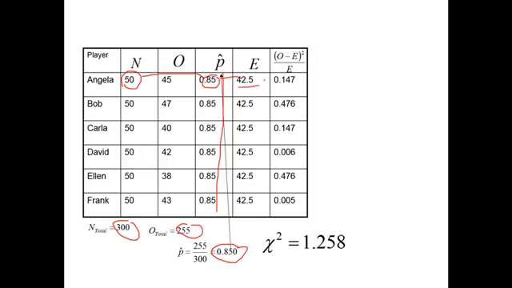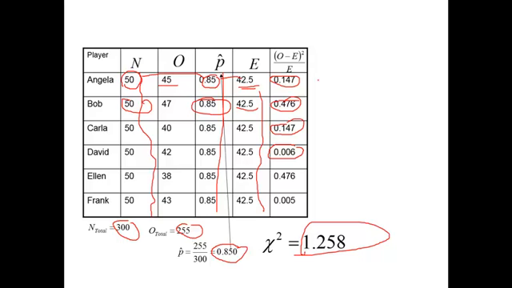Then take observed minus expected squared divided by expected. Just feed that formula and fill that in on each of these. We calculate this by taking the 85% of 50, and so all of our E's are the same because all of the N's are the same. We do the calculations for our O minus E squared over E, and then we add all of those up. Our chi-square test statistic, being the sum of this, is 1.258.